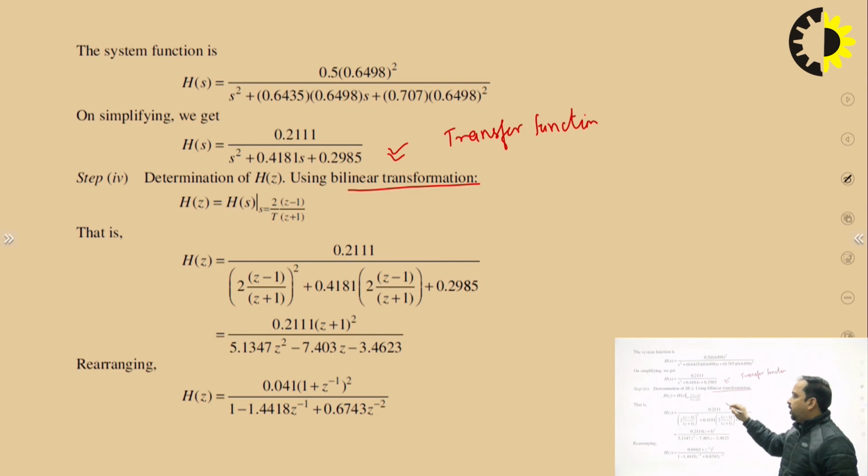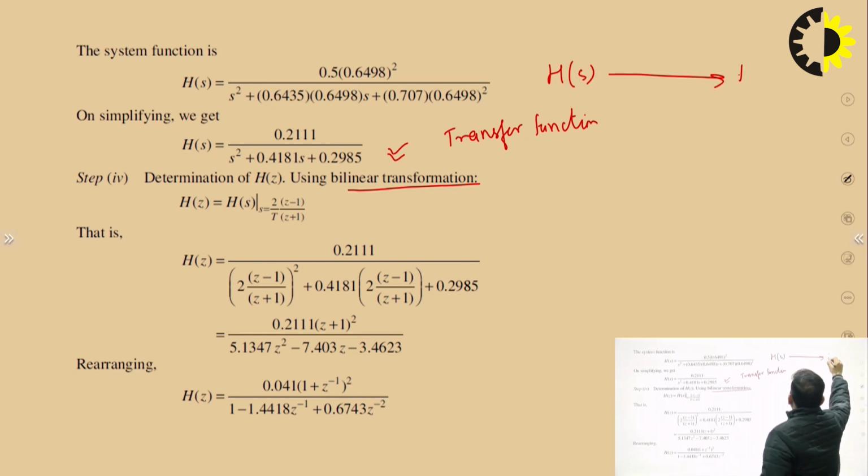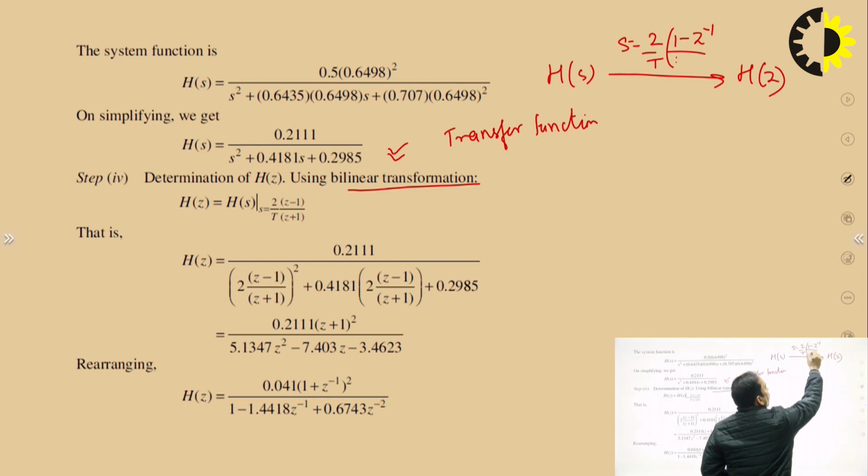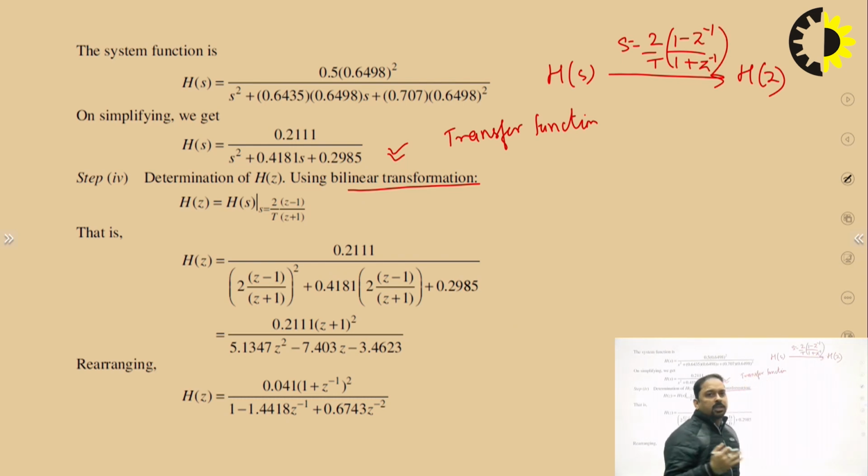So we must be aware that analog filter can be transformed to a digital filter, H(s) can be converted to H(z), if we substitute s equals to 2 by T, 1 minus z inverse divided by 1 plus z inverse. Also we can put 2 by T, z minus 1 divided by z plus 1. Both are the same equations.